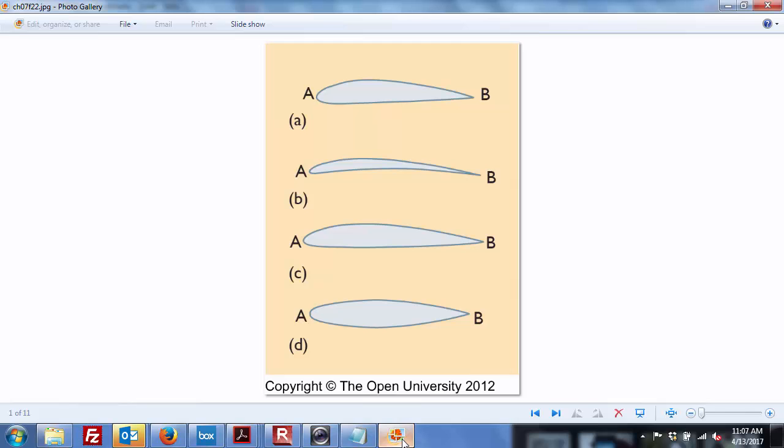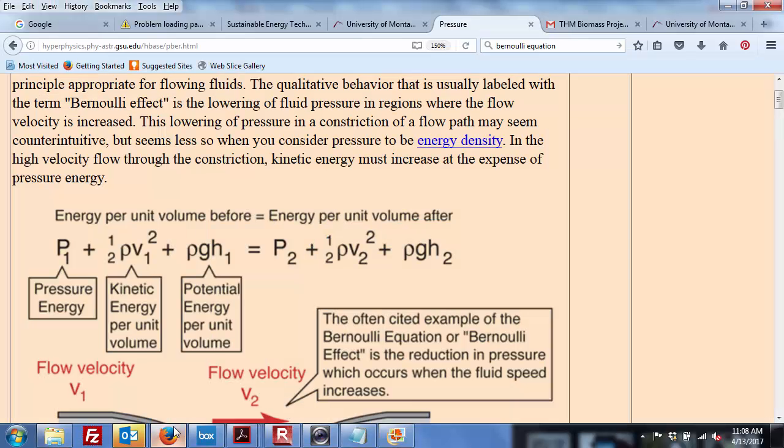All right, we're back. So what we're looking at here are different airfoil shapes, and what I want to show you is a little bit of mathematics that really drives all of the physics here. What I'm going to show you is Bernoulli's equation, and help you decipher it a little bit. So here it is in all its glory from hyperphysics, good reliable source.